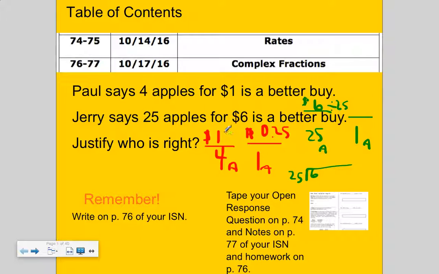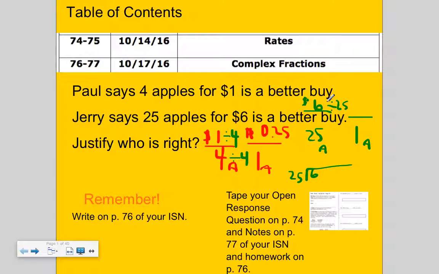So let's look at Paul. $1 for 4 apples. If he just wants to buy 1 apple, how do I break it down from 4 apples to 1 apple? I divide the numerator and denominator by 4. So what is $1 divided into 4 parts or 4 groups? That's 25 cents. So Paul pays 25 cents for 1 apple, 25 cents for each apple, or 25 cents per apple. They all mean the same thing.